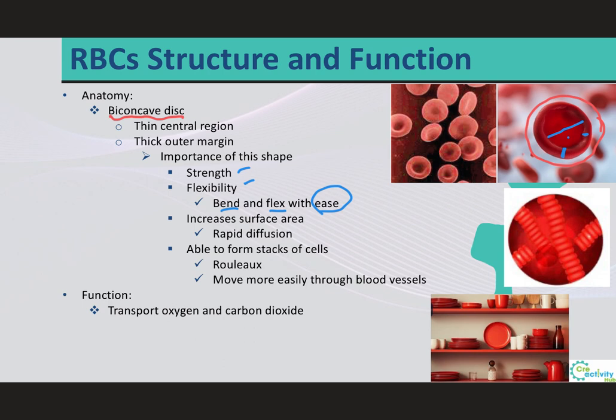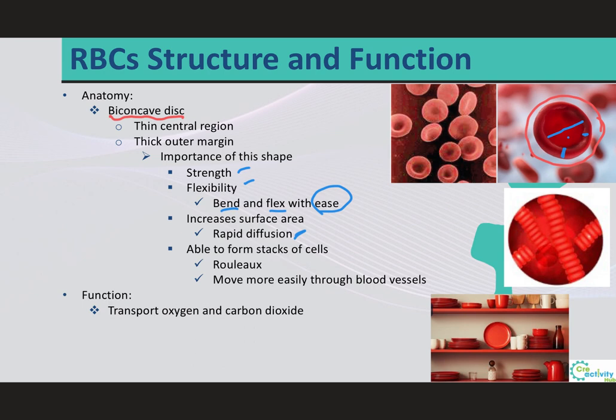It also gives each red blood cell a very large surface area for a cell that's pretty small, because it's only on average about 7.8 micrometers in length and about 2.6 micrometers in thickness. And this relatively large surface area will allow a rapid diffusion between the red blood cell's cytoplasm and the surrounding plasma. And why is this important?